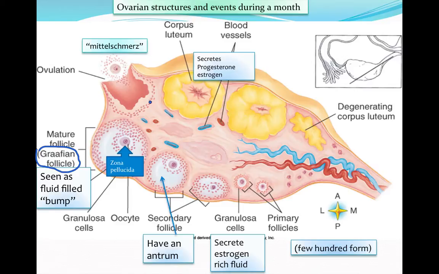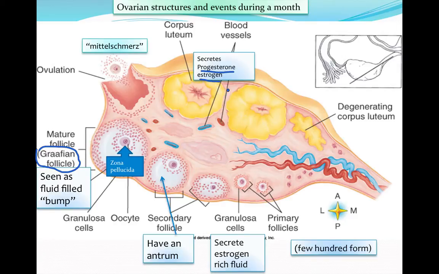What's left of the follicle will turn into a structure called the corpus luteum. The corpus luteum will not only secrete estrogen, as we saw with the primary follicle, but it will also secrete the hormone progesterone. Both of these hormones serve a very particular function, which we'll get to in a little while.